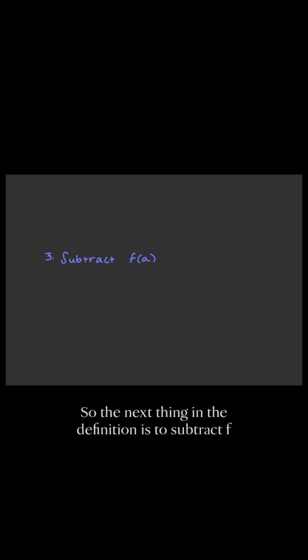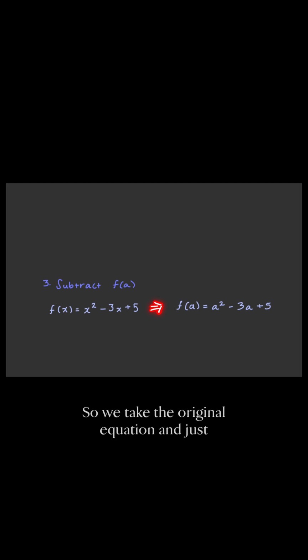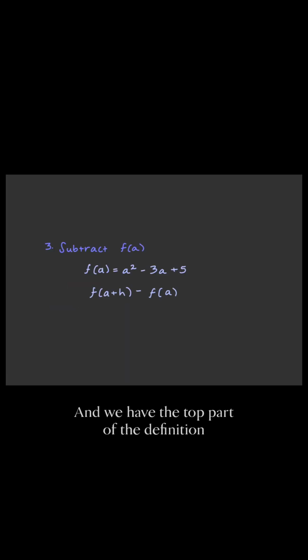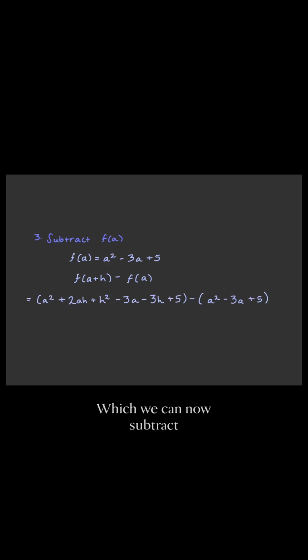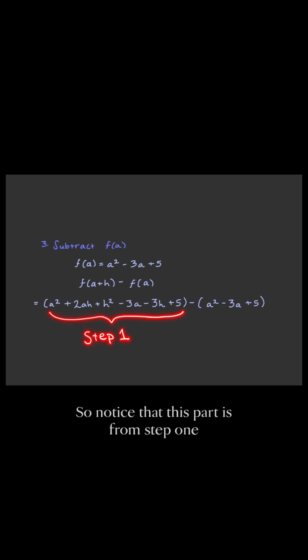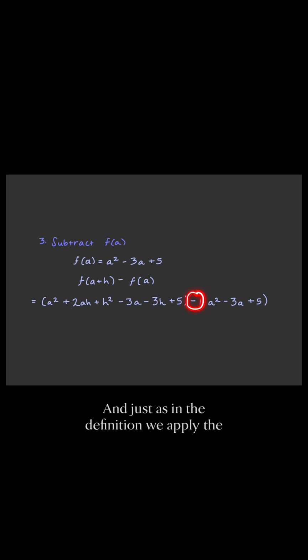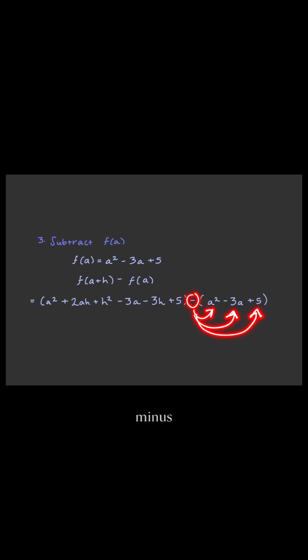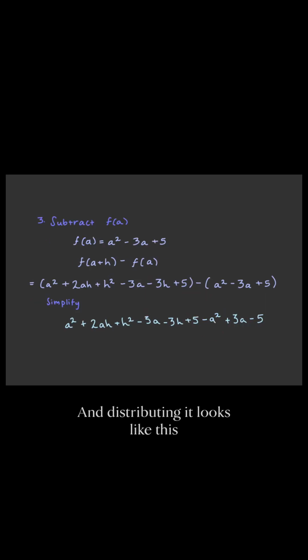So the next thing in the definition is to subtract f(a). We take the original equation and just substitute with a, and we have the top part of the definition, which we can now subtract. Notice that this part is from step 1, and just as in the definition, we apply the minus, and distributing it looks like this.